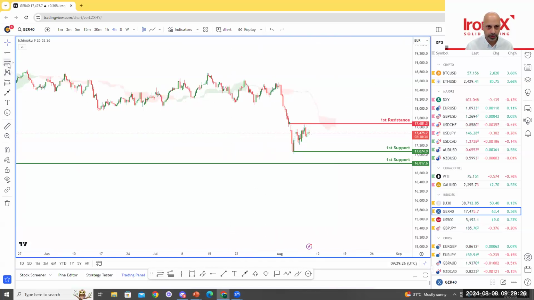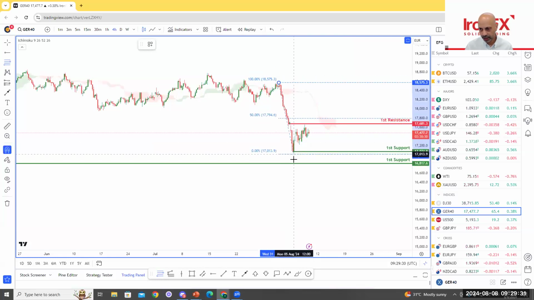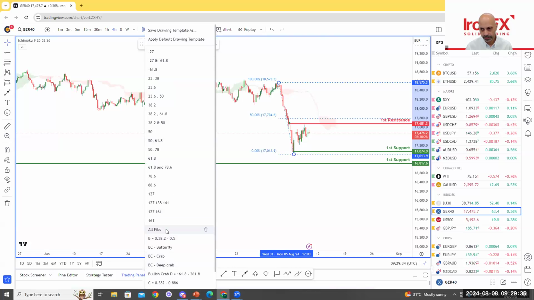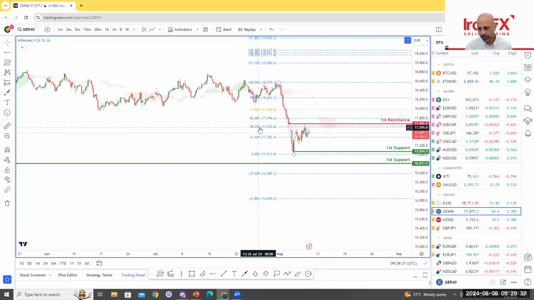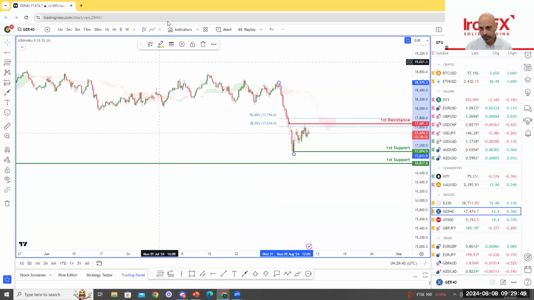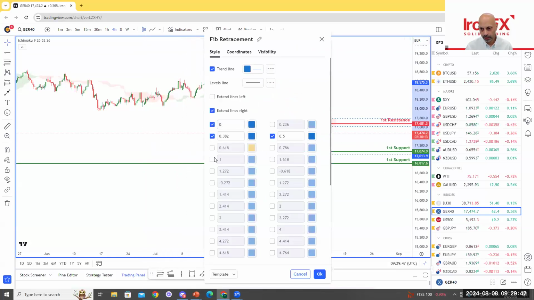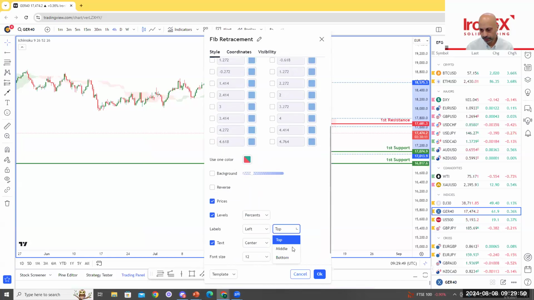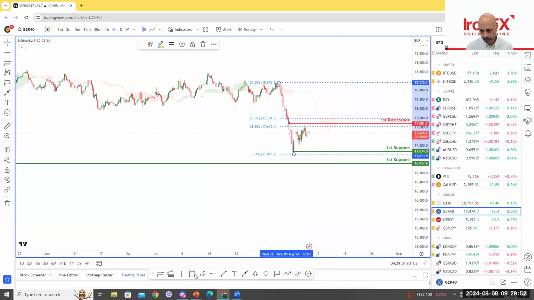Now, we can also run a Fibonacci retracement starting from this high on the 31st of July down to this low on 5th August. Let's pull up all the fibs. We can see that there's a 38.2% retracement that sits pretty close here. So let's just keep 38 and 50, and just highlight this as a resistance zone here.